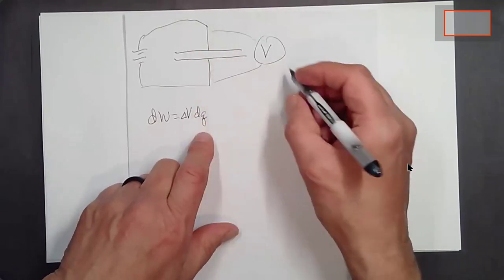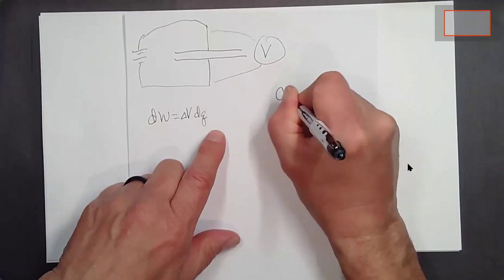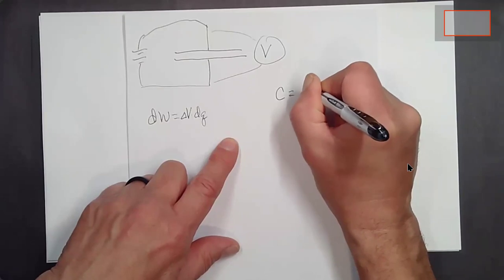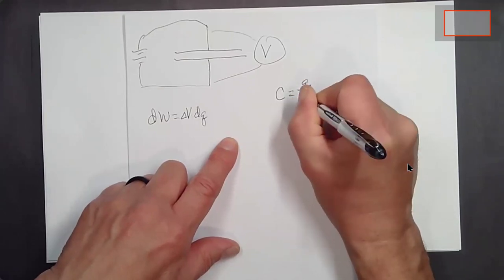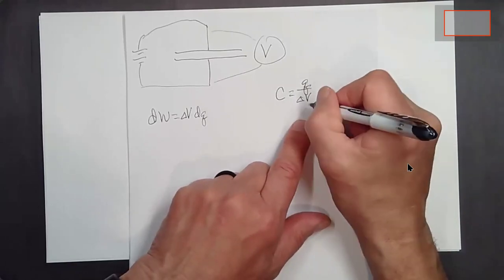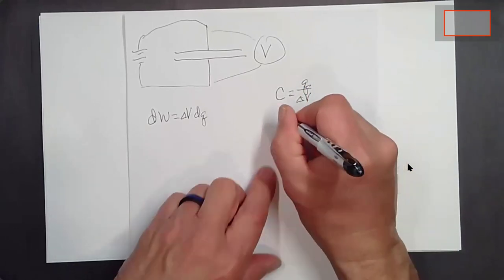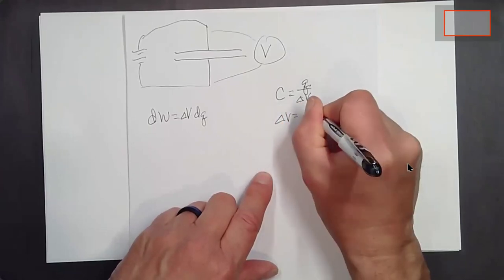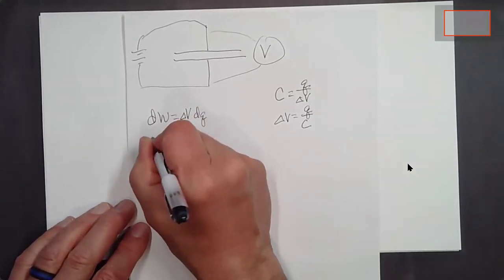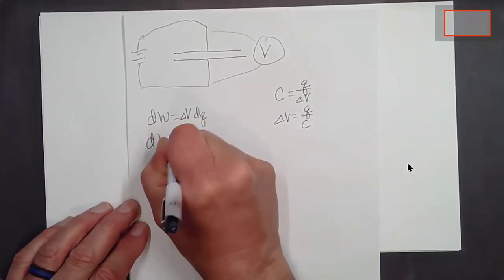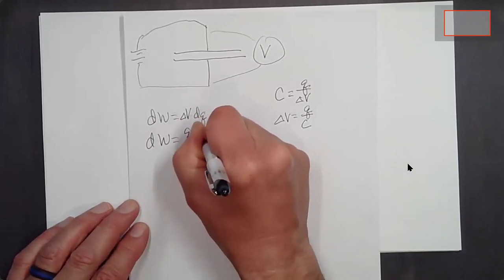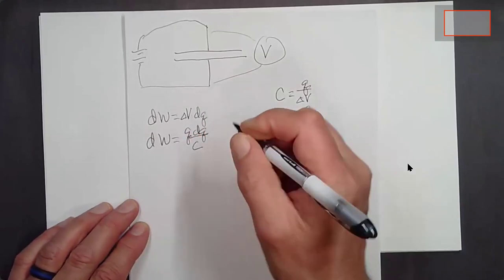But then let's consider this in terms of capacitance. Capacitance is equal to Q over delta V. And so we could replace the delta V in that expression with Q over C. So now we can think of the little bit of work it'll take as going to equal Q dq over the capacitance.